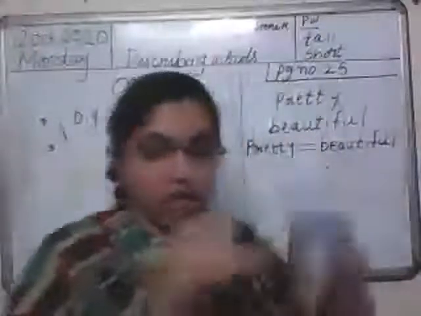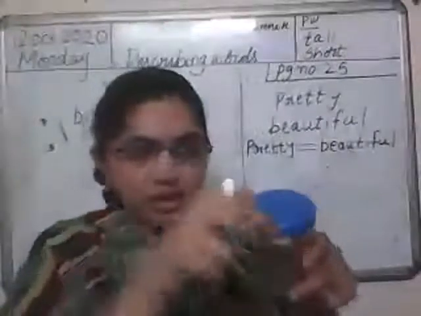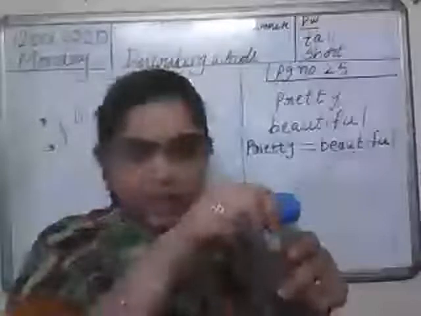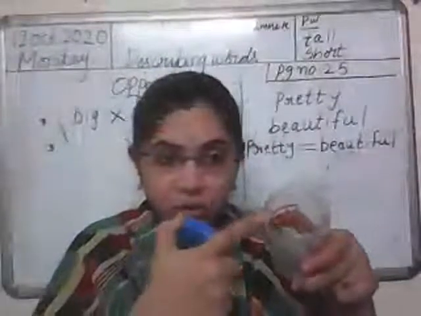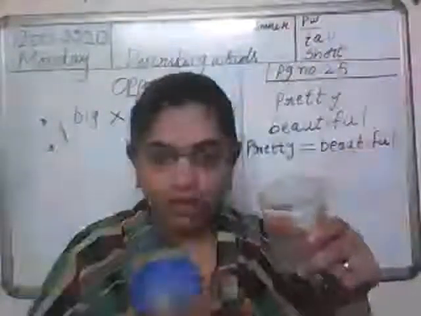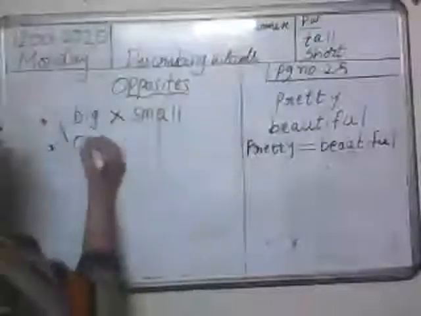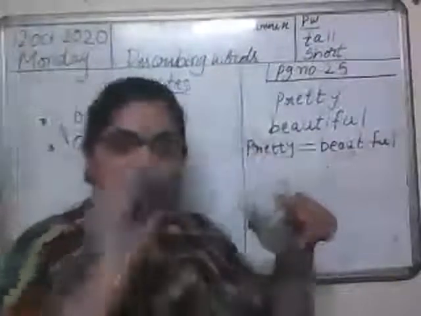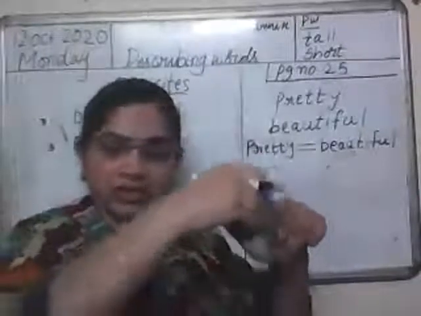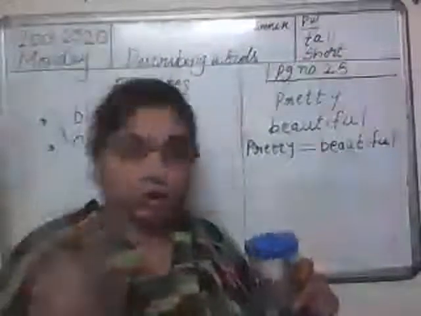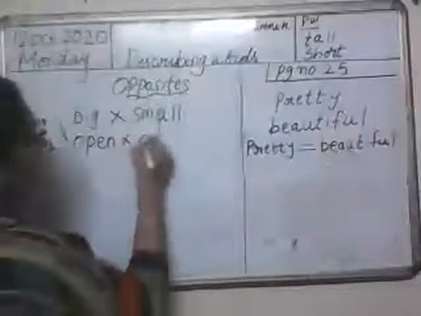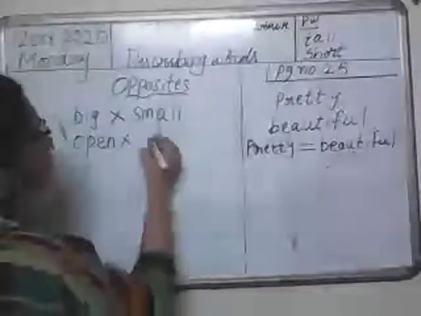Look at this box. The box has a cap, this is a lid. When I open, what am I saying? Open. It means there is no cap, it is not covered. Now this is close. Open and close, right? O-P-E-N, open is this. Now close. Close means this. So open is different, close is different. Open and close.